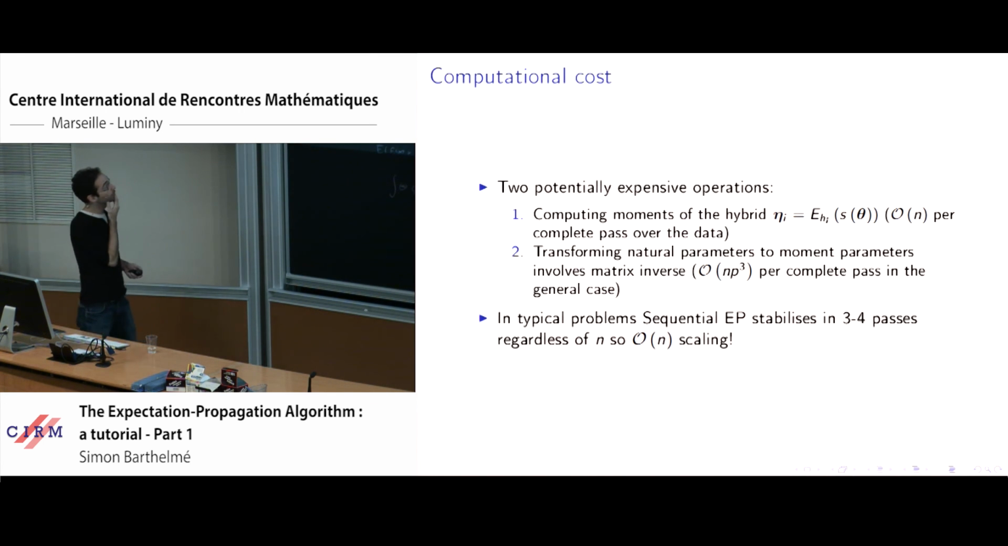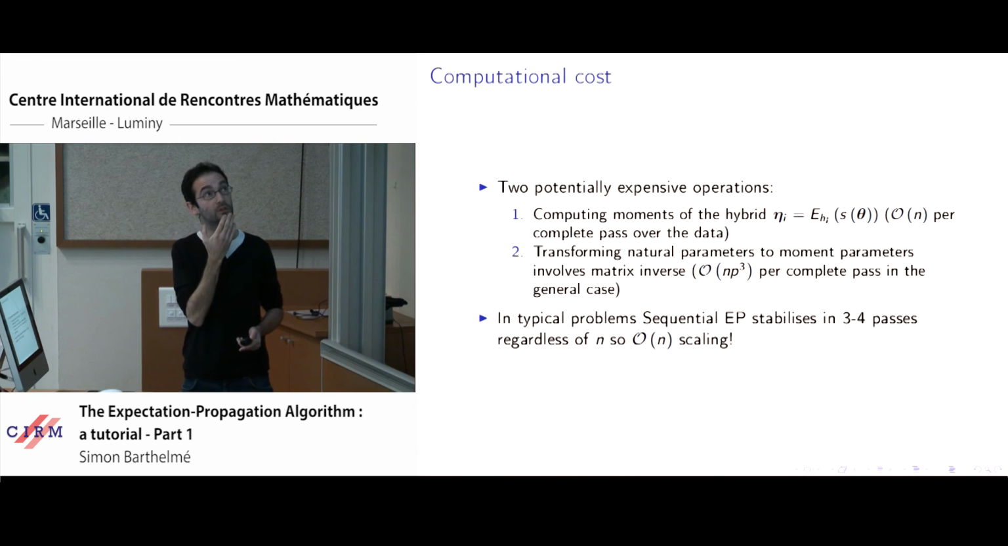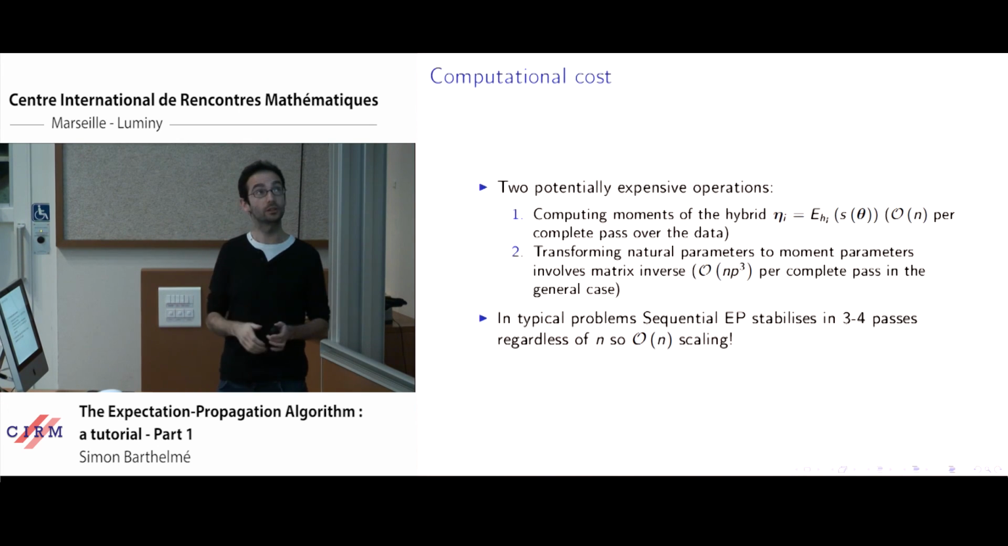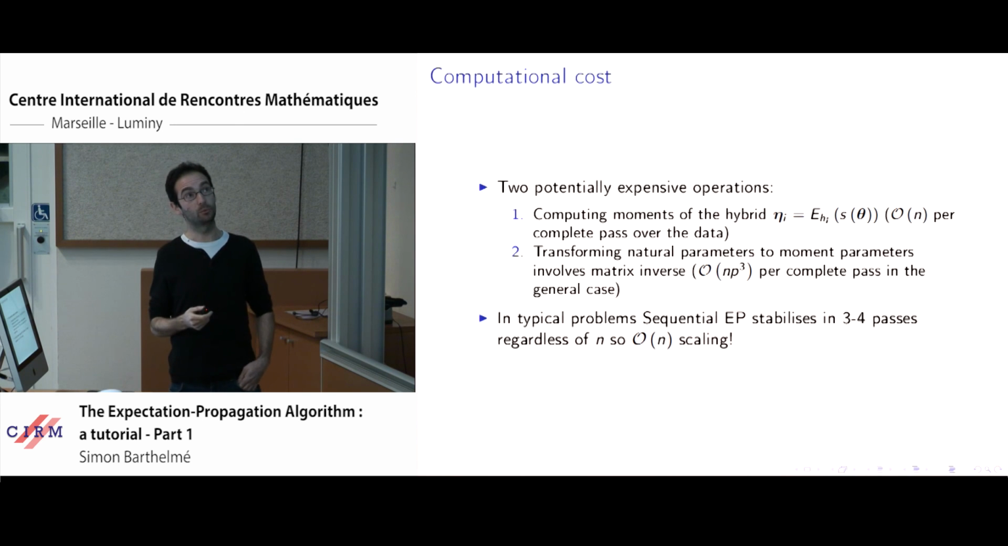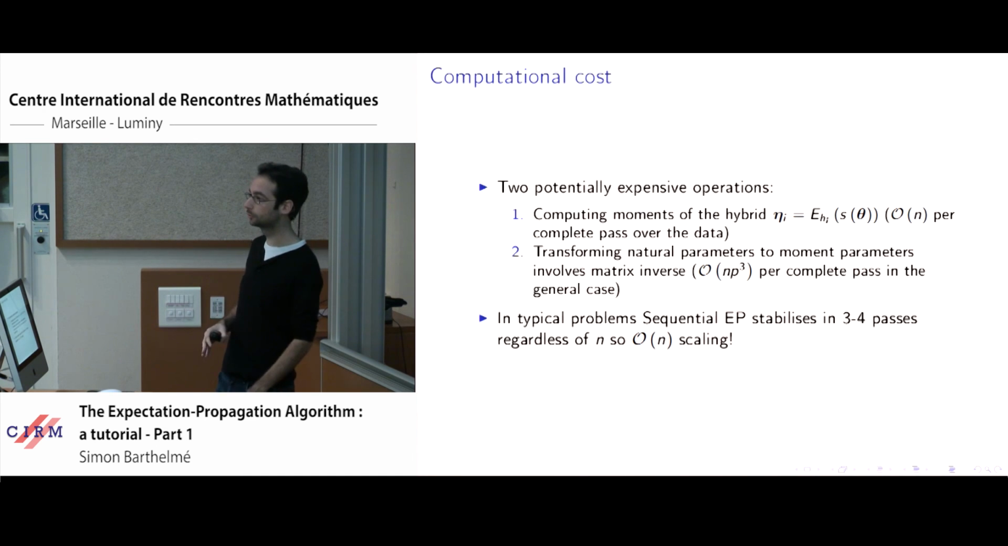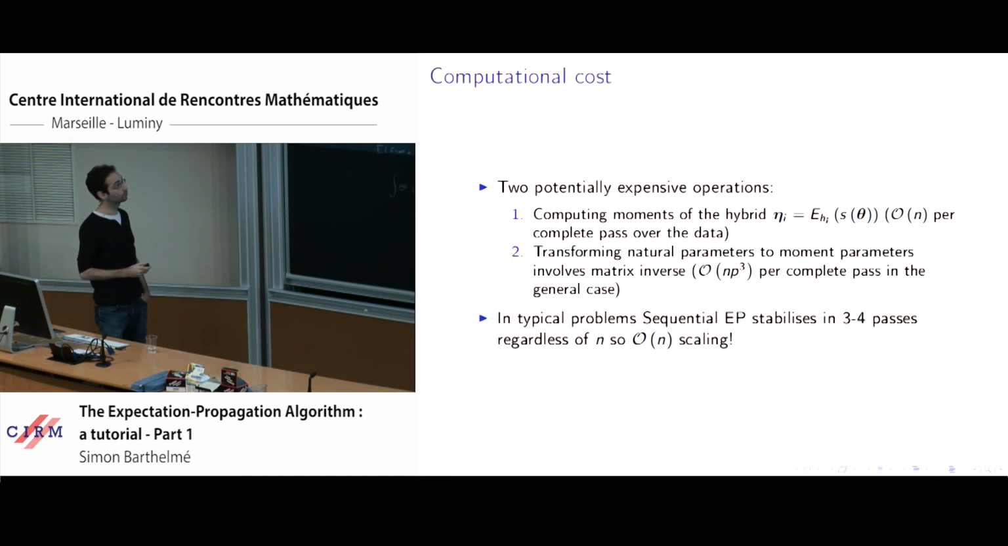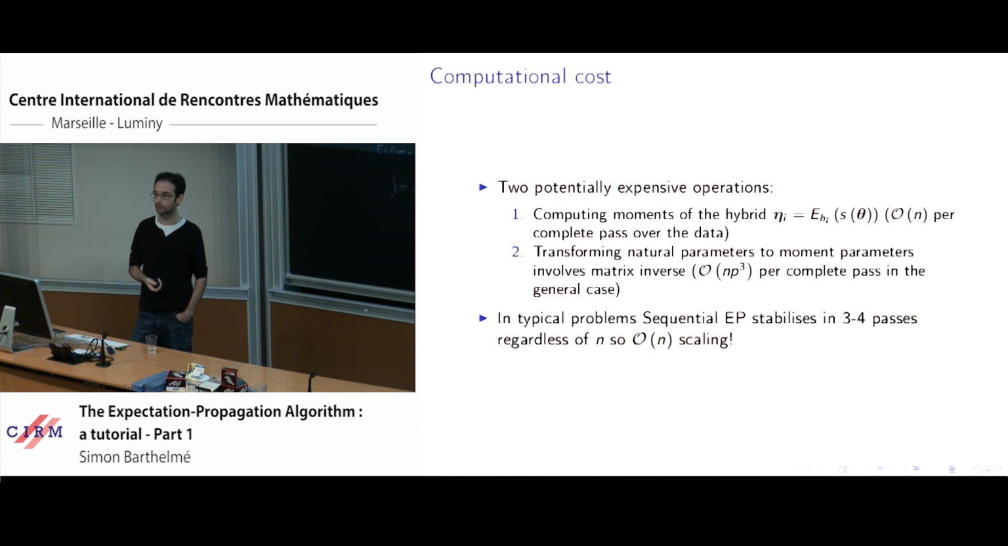Okay, so what do we have in terms of expensive operations to make this realistic? We need to compute moments of the hybrid. We need to do this for each site. That's completely unavoidable. So this is an order n operation per complete pass over the data. At each step, you introduce one data point. A whole pass over the data is going to be n. And this is typically the expensive bit in EP. It's computing moments. Can I ask a question?